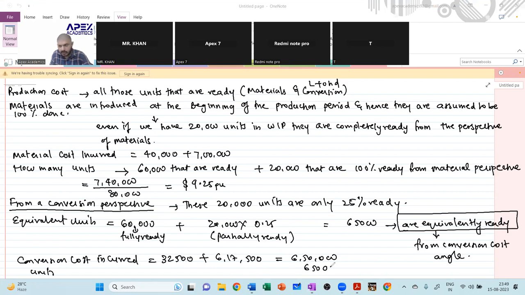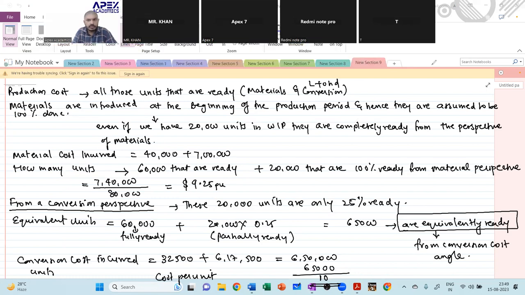Units, 65,000 units. Cost per unit 10. Cost per unit how much? 10. So, what is the cost per unit that you have incurred? From the materials angle, your cost per unit is 9.25. And from conversion cost, it is 10. What is the total cost per unit? 19.25. Now they are saying, calculate the cost of production and calculate the cost of WIP.